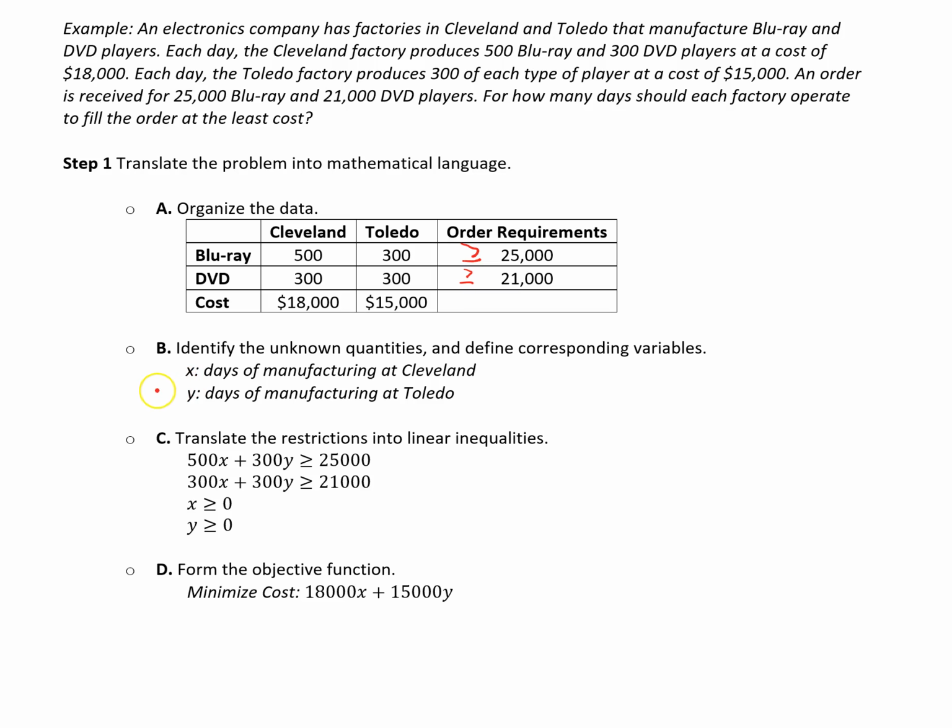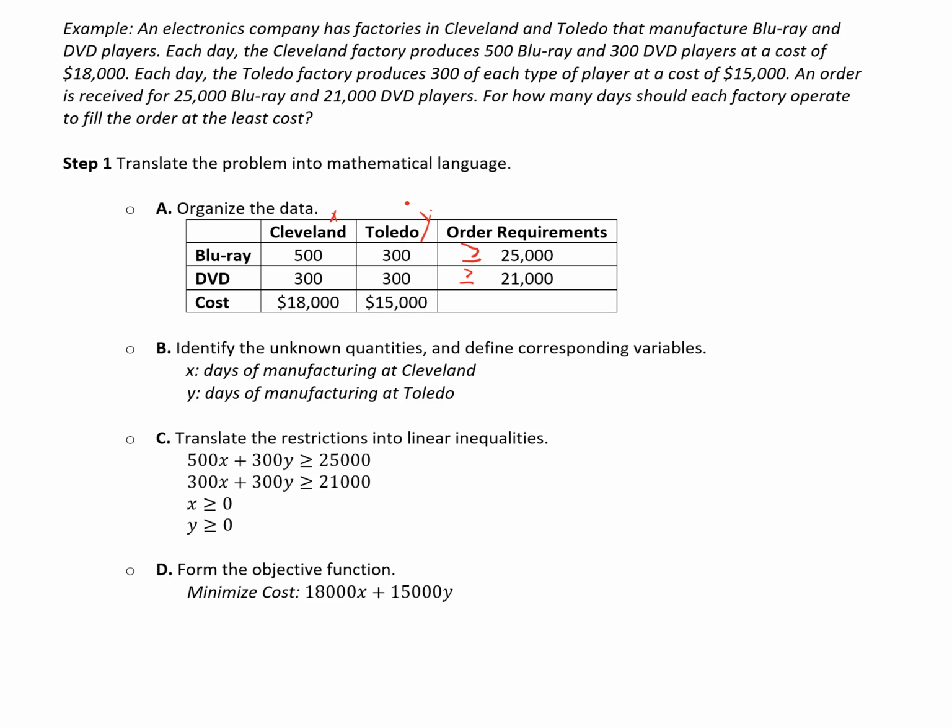Okay, it's important to identify what your variables are. I'm going to let X be the days of manufacturing at Cleveland. So Cleveland has variable X associated with it. And Y is the number of days of manufacturing at Toledo. And the goal is to figure out how many days I should manufacture at Cleveland, how many days I should manufacture at Toledo altogether to meet the order requirements for the least cost.